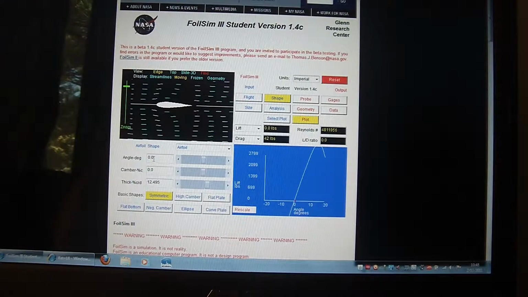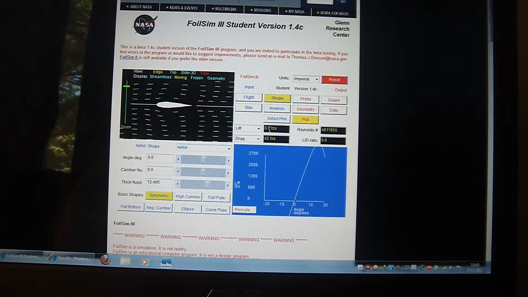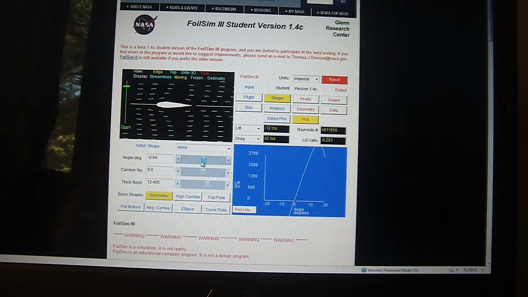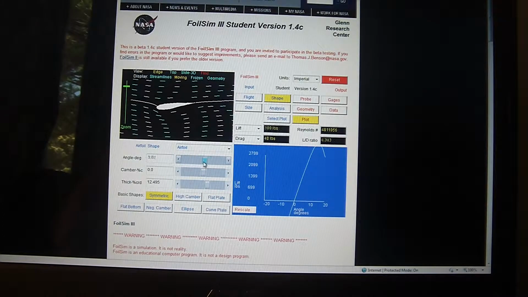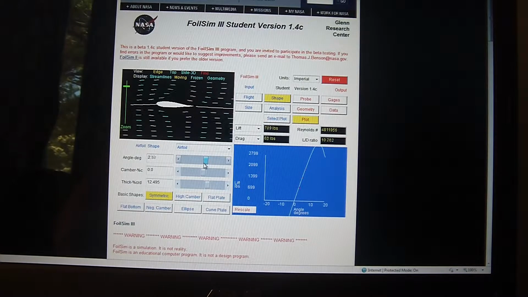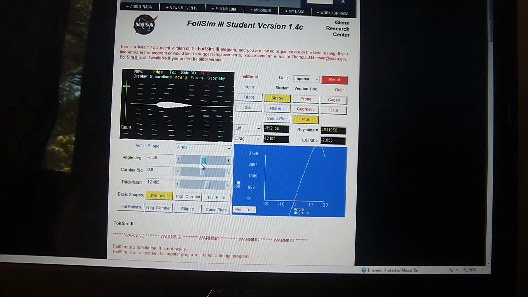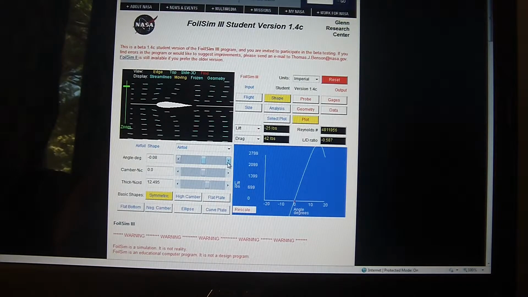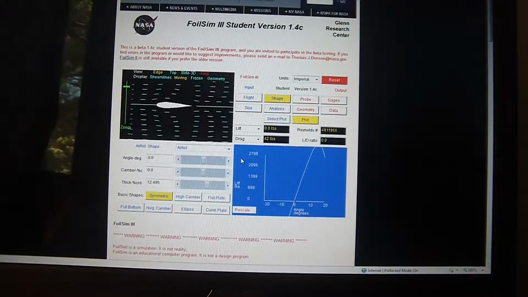What this program allows us to do is change the angle. Currently it's 0, and that's really all we're interested in at this stage, just changing the angle. Up here we have the lift, showing us how many pounds of lift are being produced, and we're showing how much drag is being produced, and then we're looking at the lift drag ratio as we change that. So we can change the angle of attack, go to negative or positive angle of attack, and have a look at how that affects the lift and drag being generated on the wing.